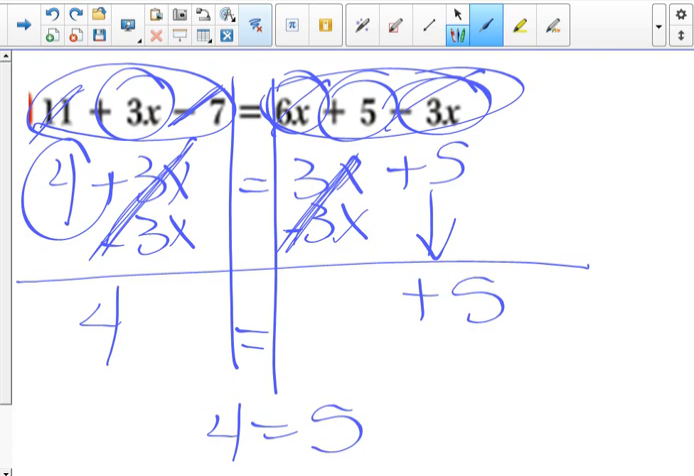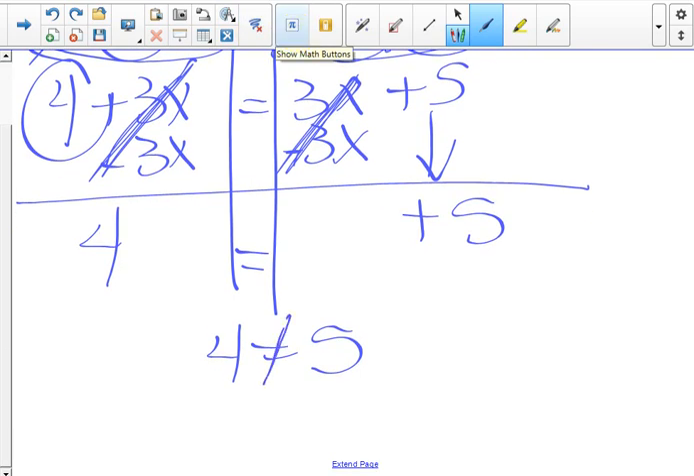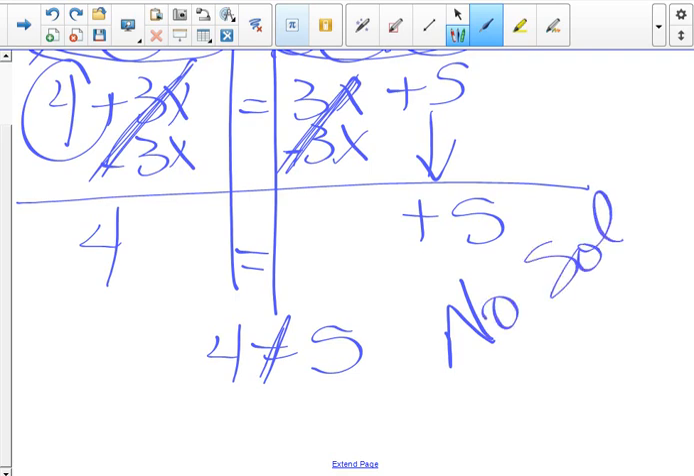Is that a true statement? Does 4 equal 5? No, it does not. When your variables go away and you're left with a false statement, there is no solution. It's never true. There is nothing you can plug in for x that would ever make that a true statement. So, no solution. Never true. Okay? So when the variables go away and it's false, like 20 equals 15, 20 equals 20 and a half, false statement, it's no solution.